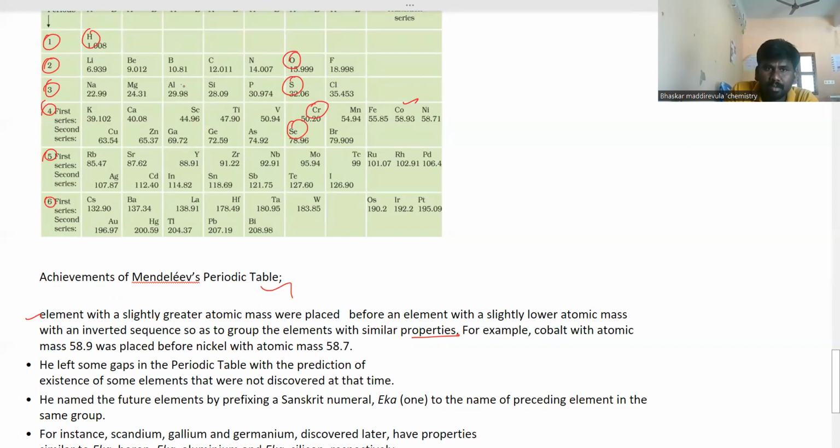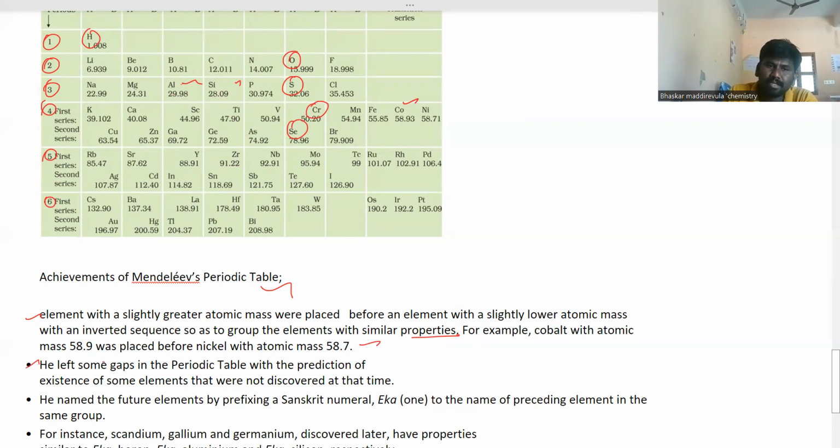You see here, in the case of aluminum and silicon, aluminum has 29.98 and silicon has 28. Here there is some inversion. So why did he arrange it like this? To group the elements with similar properties. This is the motive. So this is one main achievement.